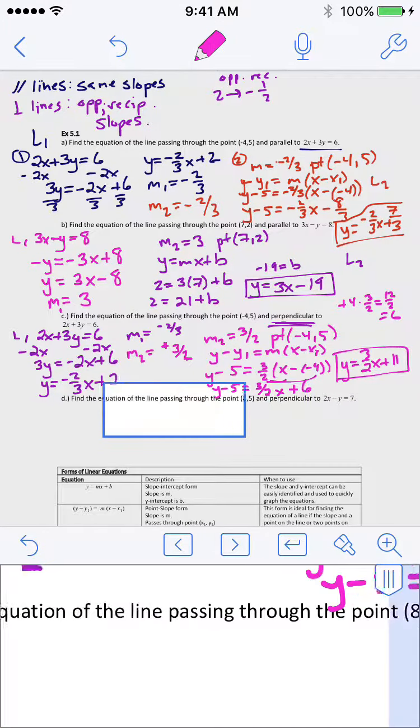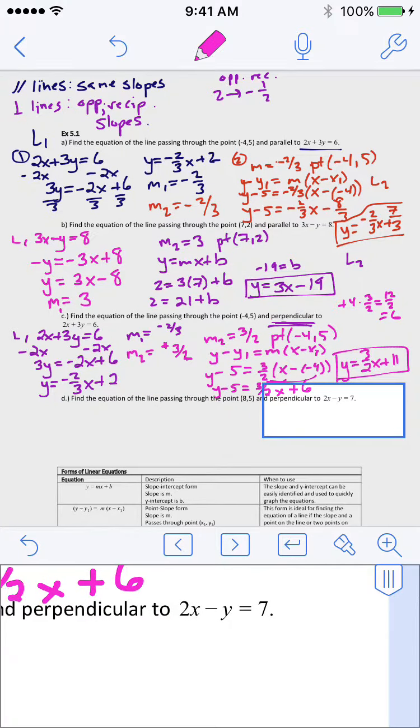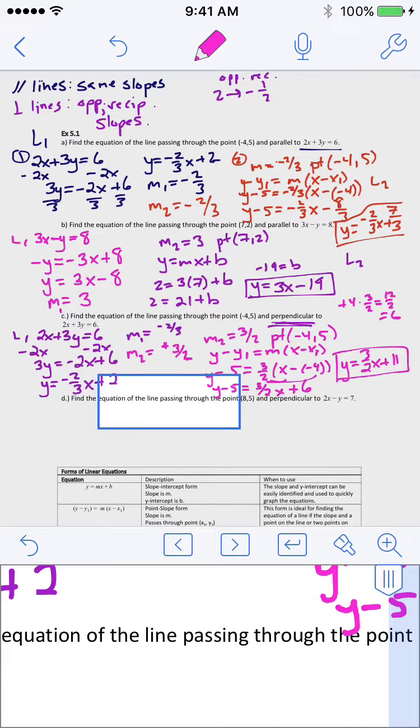Alrighty. This next problem is virtually the same, right? It's got just a different point, different equation. So I'm going to let you guys handle it and take a look at it, get questions answered, try it out. Go ahead and pause the video and give yourself a shot.